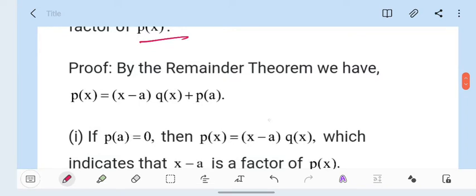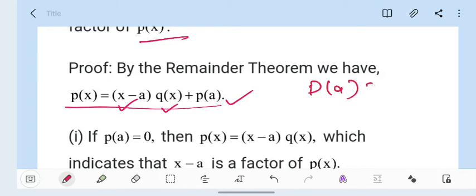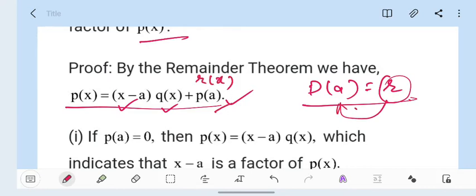Now the proof. By the remainder theorem, we have p(x) equals (x minus a) q(x) plus p(a). Here the g(x) is given by x minus a and the quotient is q(x), and according to the remainder theorem the remainder is p(a), which we have seen already. I'll repeat again: the remainder is p(a). So in place of r(x) we place p(a).